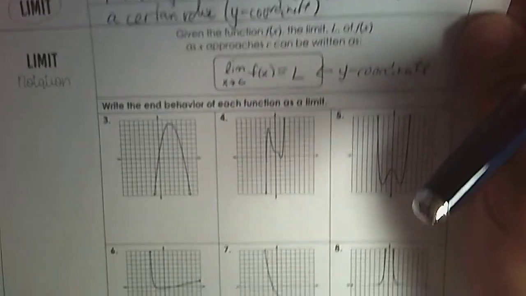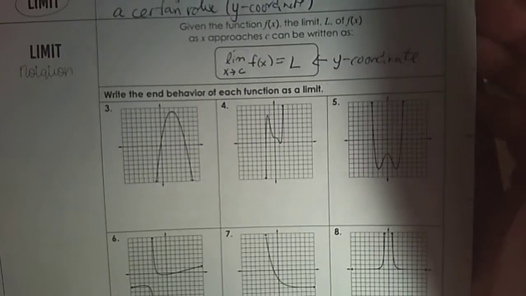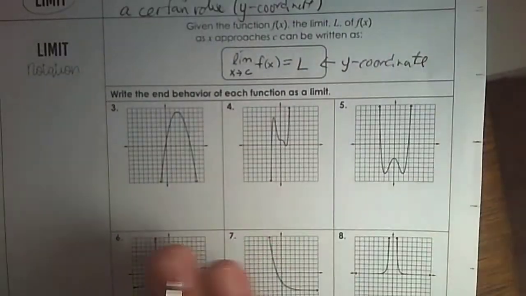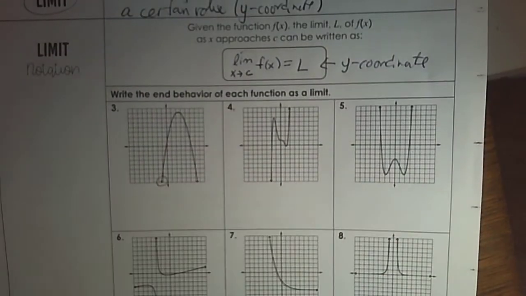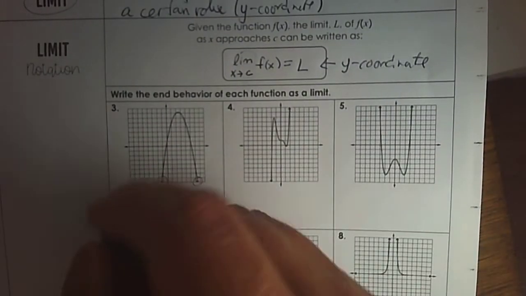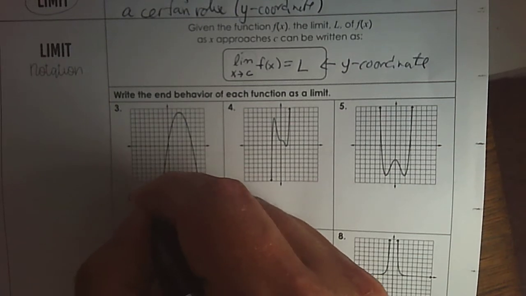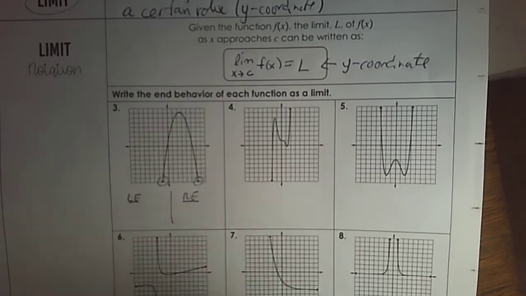Kind of what we did for logarithms or other things, trigonometry, new notation, new vocabulary, but we're going to learn it together. So we're going to write this as a limit. How do I write the left end as a limit, and how do I write the right end as a limit? I'm going to just write down left end and right end, and then I'm going to write it as a limit. So here we go.